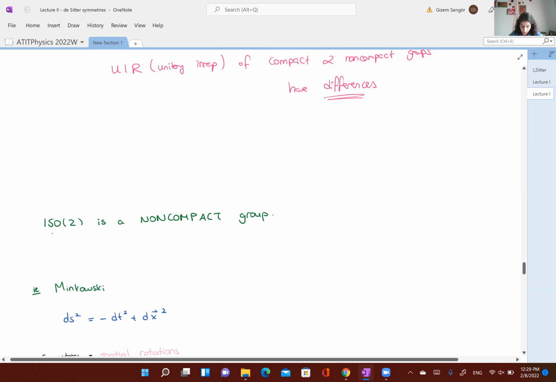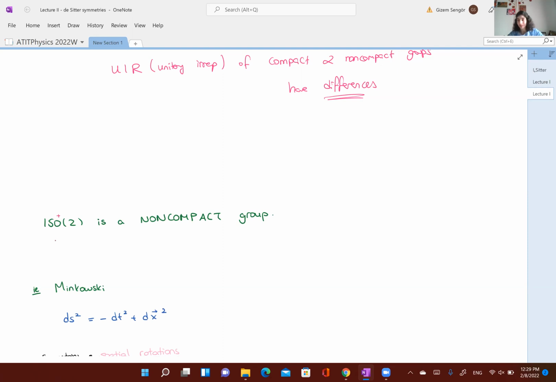Now the group ISO2 without the reflections is a non-compact group. It seems that in the literature, more of the representation theory of compact groups was developed historically, and non-compact groups were studied a little bit later, but they have a lot of importance in physics. So this was a difficult step to take, to consider non-compact groups, but it was necessary.